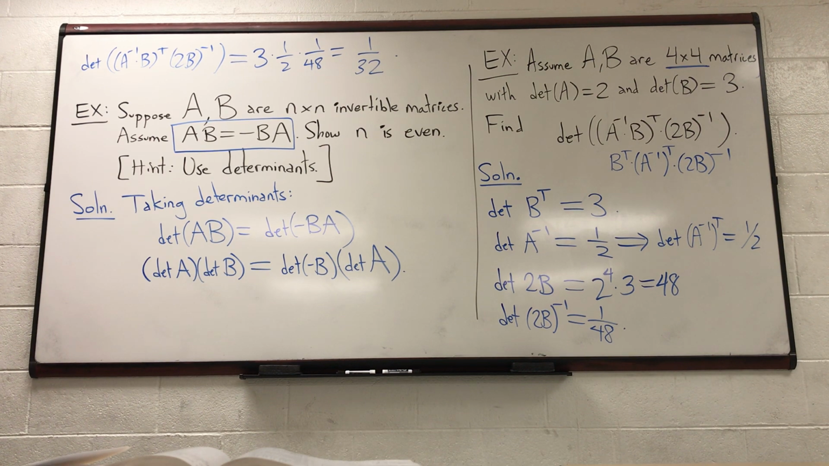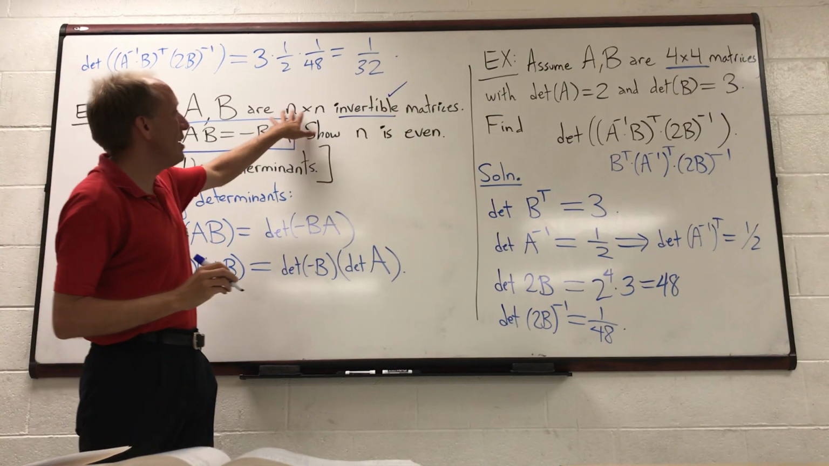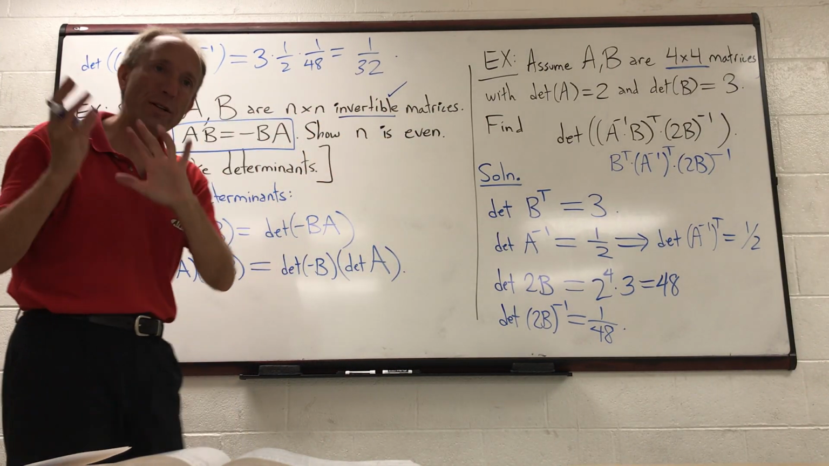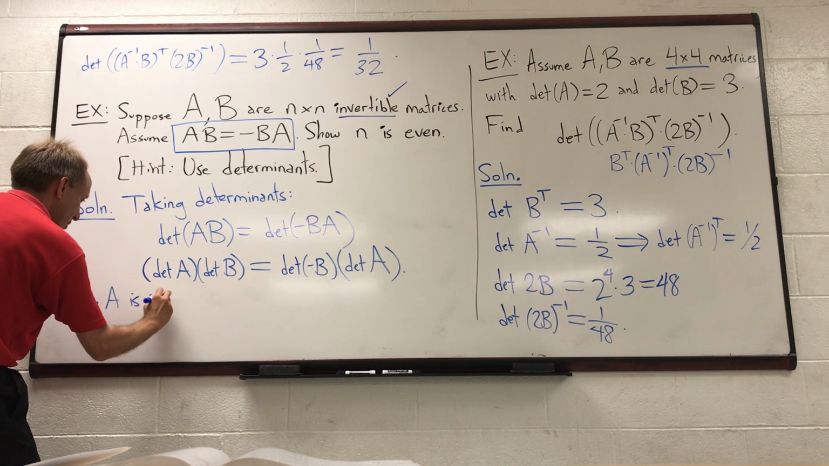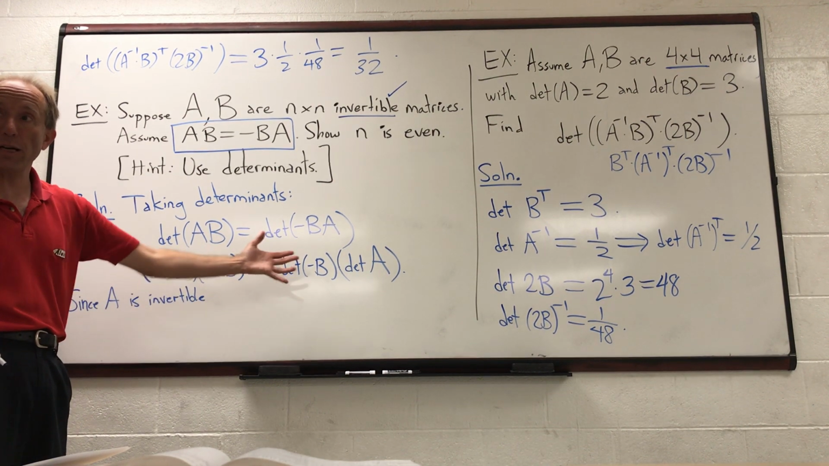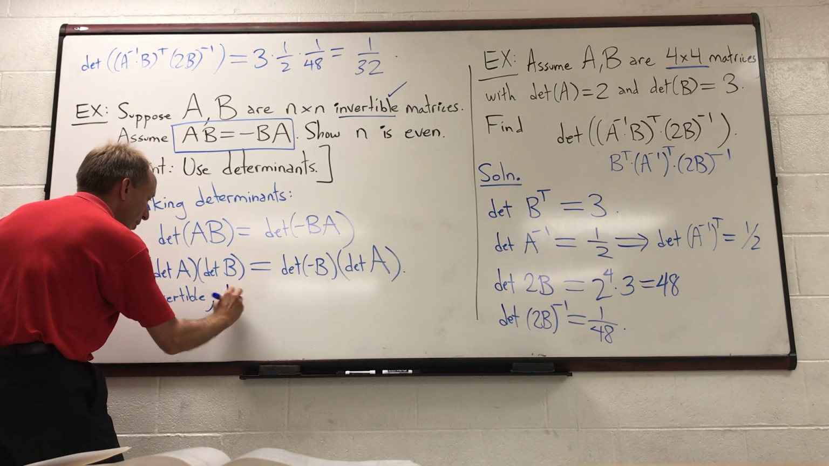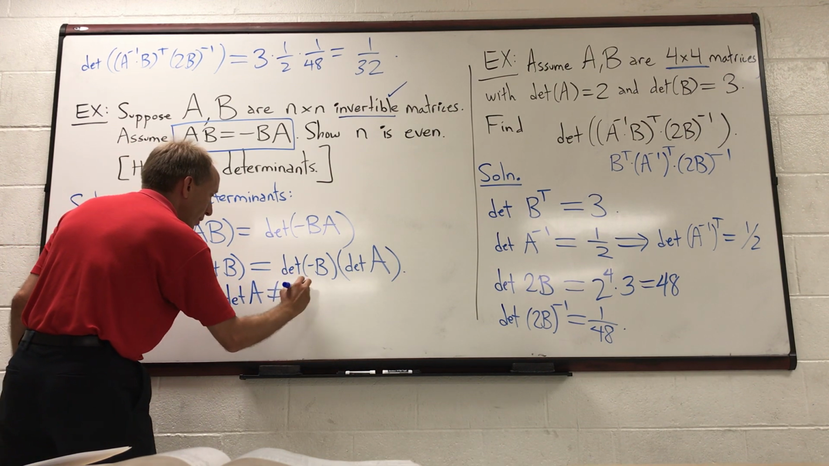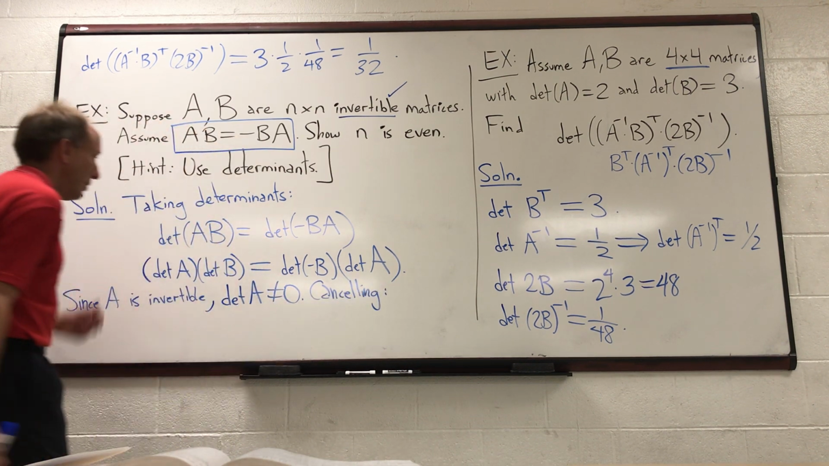Okay, why can I divide by the determinant of A? Why is it not 0? Because it's invertible. Aha! There's always a reason for every assumption, right? The fact that your matrices are invertible means that the determinant is not 0. The other weird thing is I don't really have n anywhere in this equation, so you guys are going to have to think about where the n is going to come into it. But since A is invertible, the determinant of A is not 0, and so canceling, we can cancel it because of that.